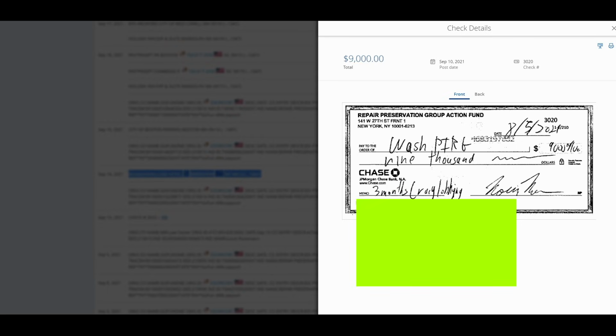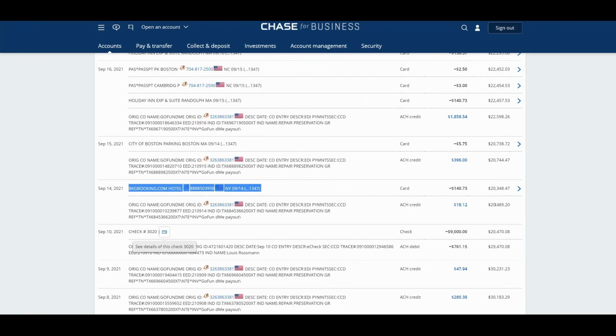Okay, so this check is to Washington PIRG, that stands for Public Interest Research Group. They are doing a lot of advocacy work on behalf of Right to Repair, and I also wanted them, in addition to doing their advocacy work, to be able to retain a lobbyist to collaborate with them in the state of Washington.